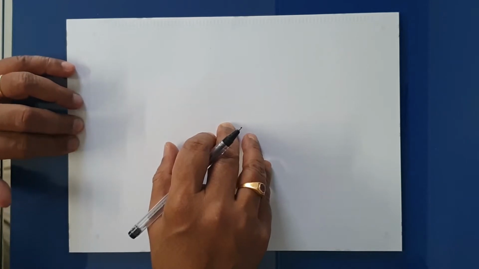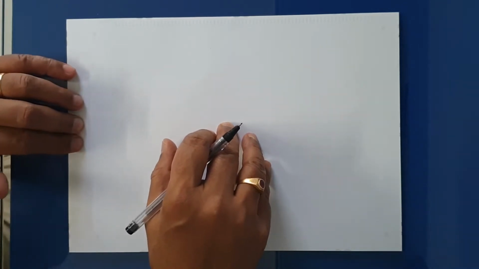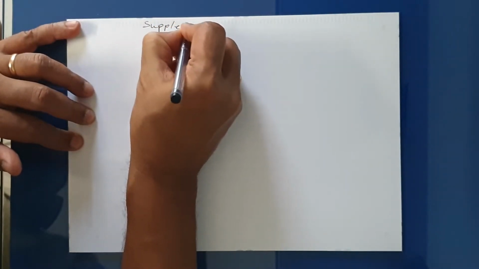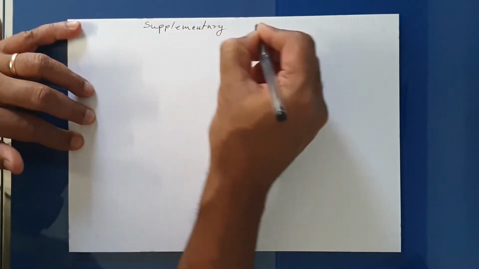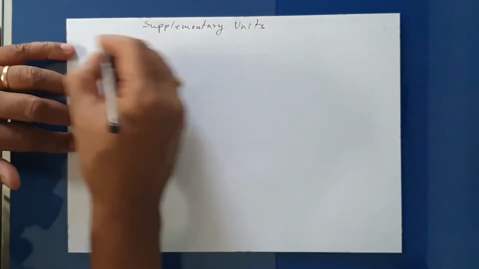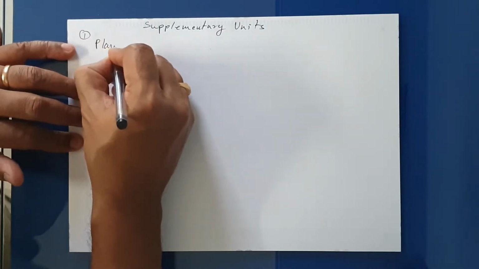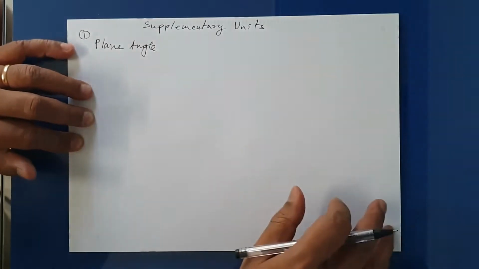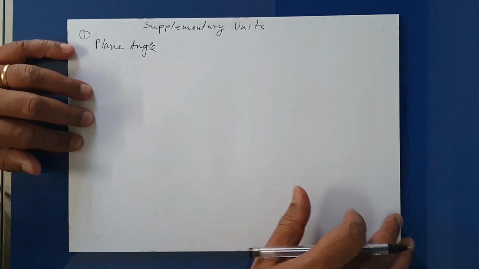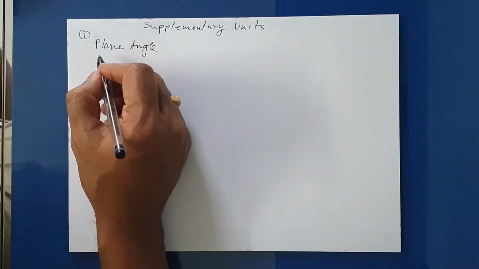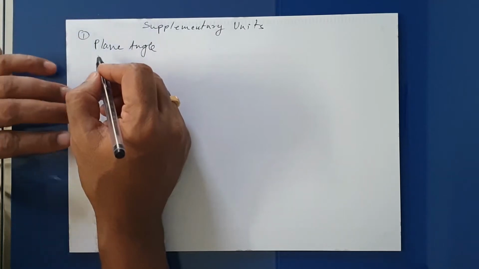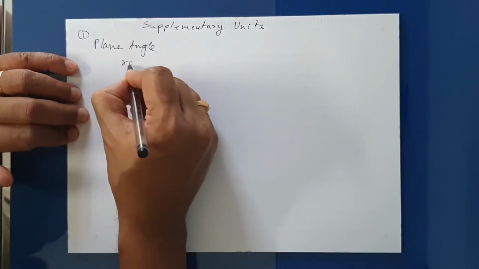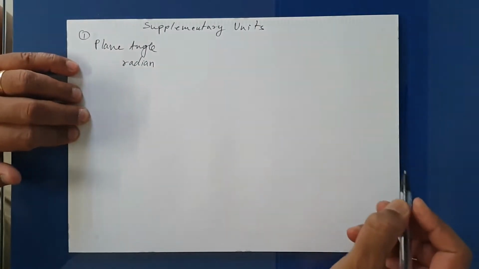First we'll discuss plane angle, the SI supplementary unit of plane angle. The unit of plane angle which we are commonly using is degree. We learnt 0 degree, 45 degree, 90 degree, 360 degree, etc. But the SI unit of plane angle is radian.